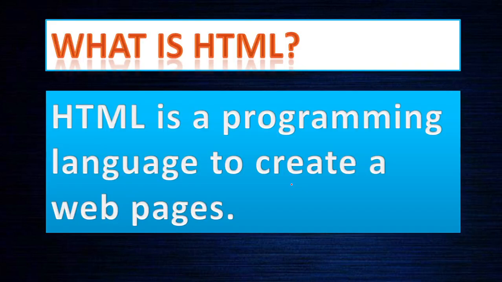Now let's move on. Let's see what exactly HTML is. So HTML is a programming language to create web pages. This is important. We are using this language to create web pages. So what is a web page? All things you can see via a browser are web pages. Basically, when you use the internet via a browser, they are web pages. So in order to create web pages, we are using the language called HTML. HTML is a programming language to create web pages. That's very important.